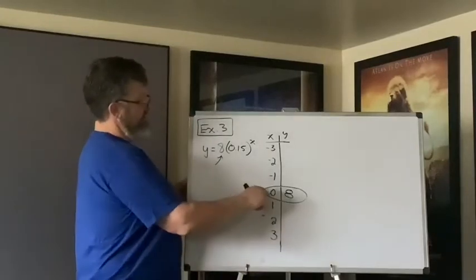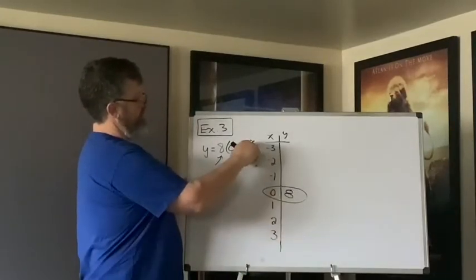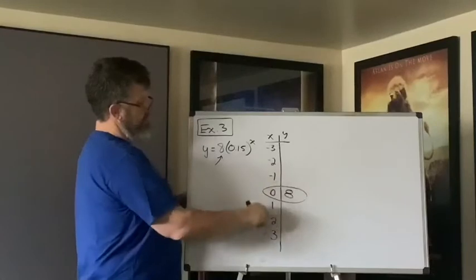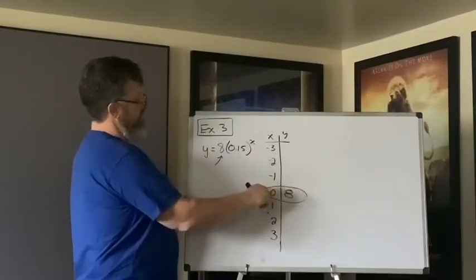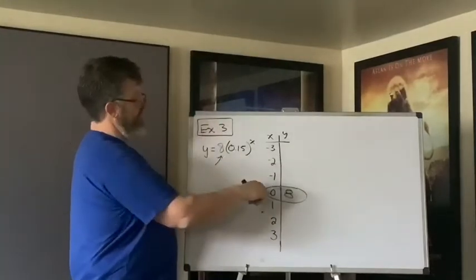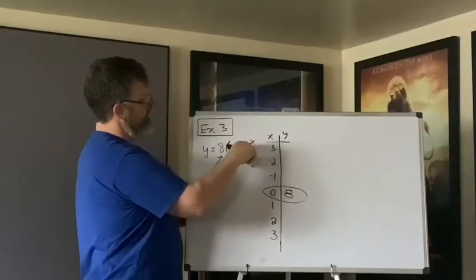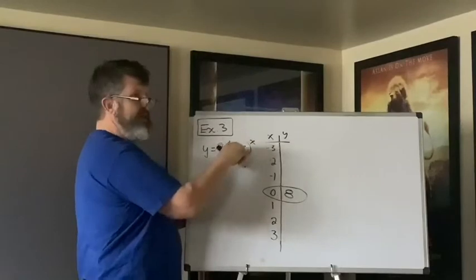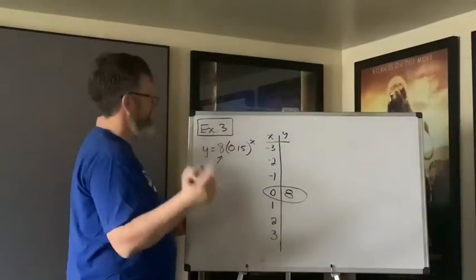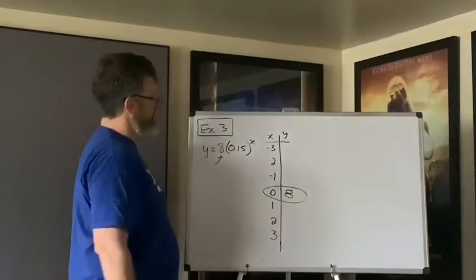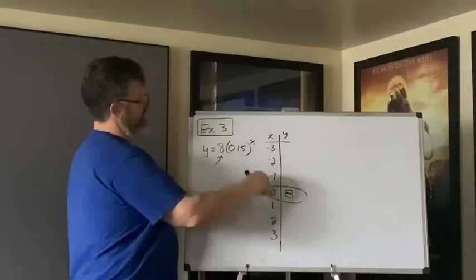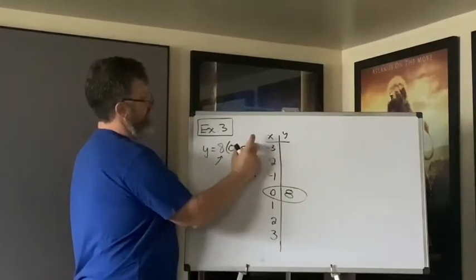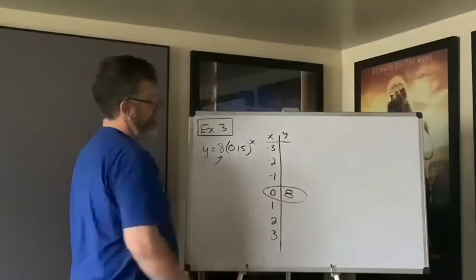Why is that 8? So if I plug 0 in for x right here, remember, that's what I'm always doing here. And that's what I'm going to do in example number 4. But if I plug 0 in for x, well, what is 0.15 to the 0? Well, anything raised to the 0 power is 1. Okay, 1 times 8, 8. So that's why that's going to work every time. Whenever you plug 0 in, that's going to make this whole thing 1. 1 times whatever's there. There you go.